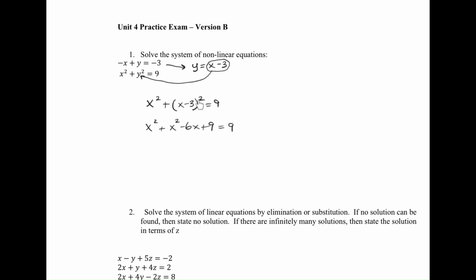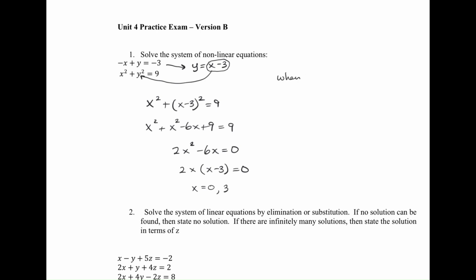And then expand: (x minus 3) squared is x squared minus 6x plus 9. And then combine some like terms there. And then factor. And the solutions for x are x equals 0 and 3.